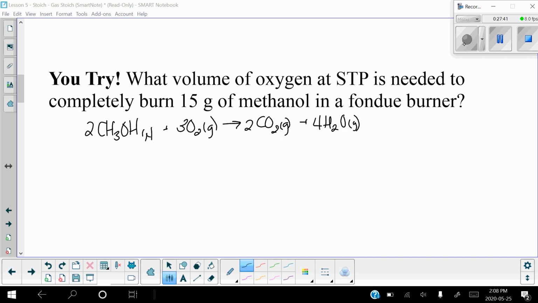Okay, you're going to try this one on your own. What volume of oxygen at STP is needed to completely burn 15 grams of methanol? Lucky for you, you have a balanced reaction right there. When you are done, you may unpause and check your answer.